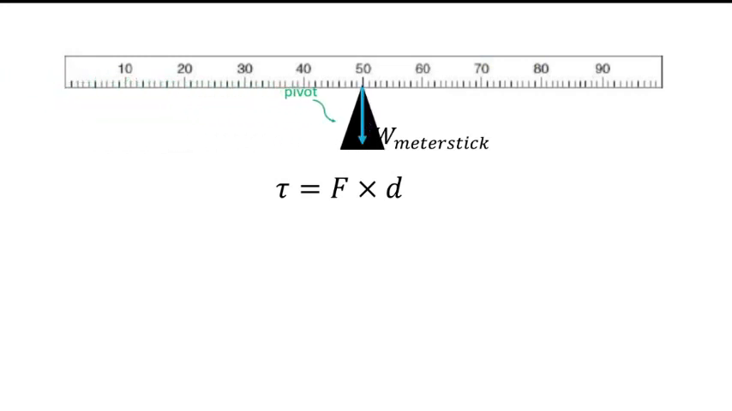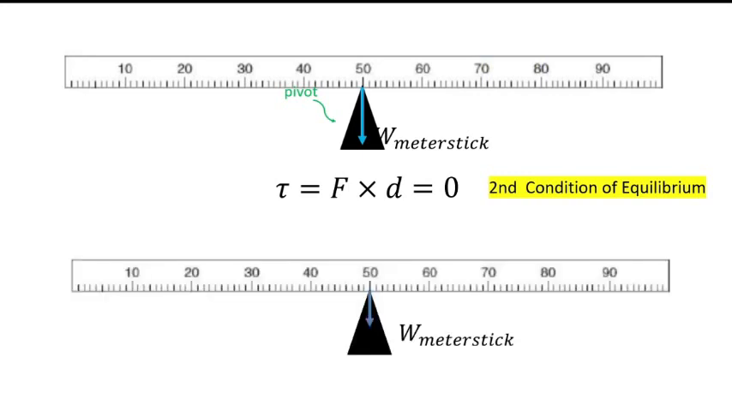So, do you think our object or our meter stick will rotate? Since the force is still there, that is the weight of the meter stick, but the lever arm is equal to 0, so therefore, torque is now equal to 0. And that is the first case of the second condition of equilibrium.